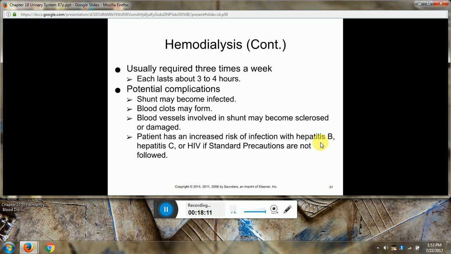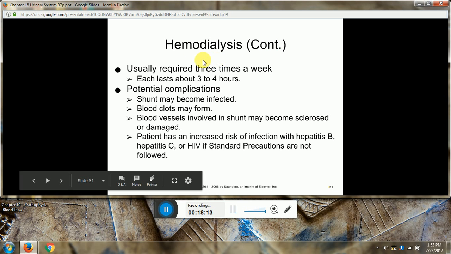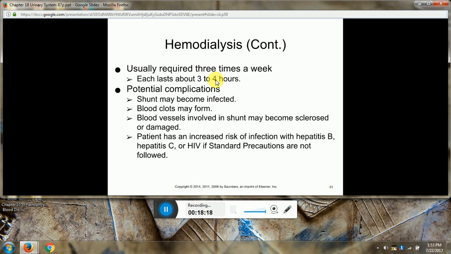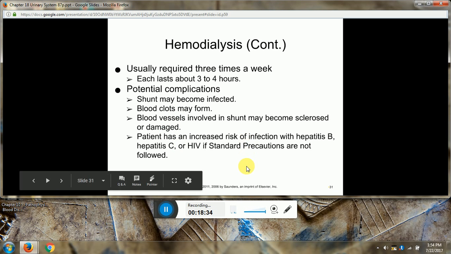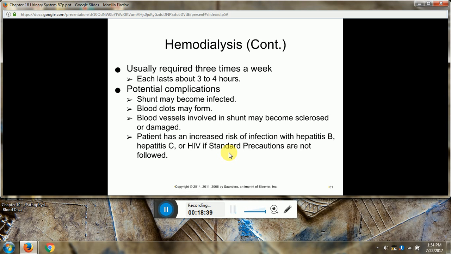For dialysis, especially in end-stage renal failure, it is usually about 3 times a week, so roughly every other day. Each session takes about 3 to 4 hours, but there are lots of complications, obviously. The shunts can get infected, blood clots can form, the blood vessels could be damaged. The patients are at increased risk of infection, especially hepatitis B or C or HIV, if we don't use standard precautions, which you've learned about in the lab in AP1 or in AP2.